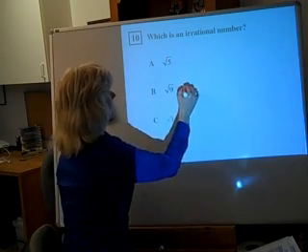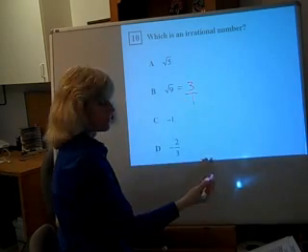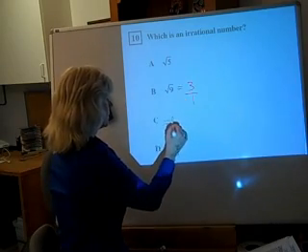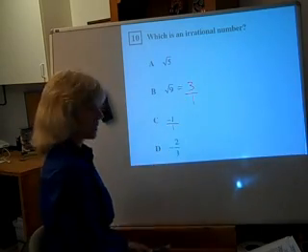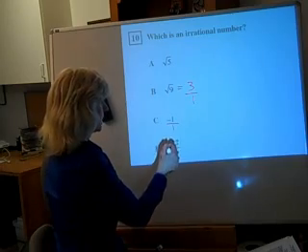The square root of 9 is 3, and so 3 can be written as a fraction, so that's rational. -1 can be written as a fraction, so that's a rational number. -2/3 is also a rational number.